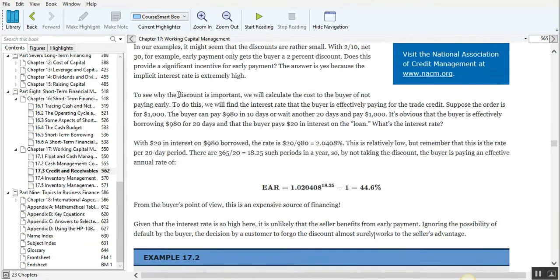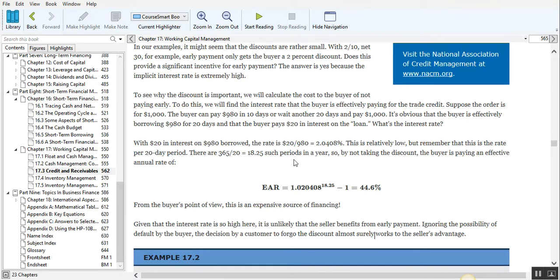So here what we're talking about, they're actually going to calculate an effective annual interest rate when they're looking at what they're doing. So this is an example. You can pay $980 in 10 days or wait another 20 days and pay $1,000. What it really means is that the buyer is borrowing $980 for 20 days and you pay $20 in interest on the loan. So what's the interest rate? Well, the effective annual rate is shown here in the calculation.